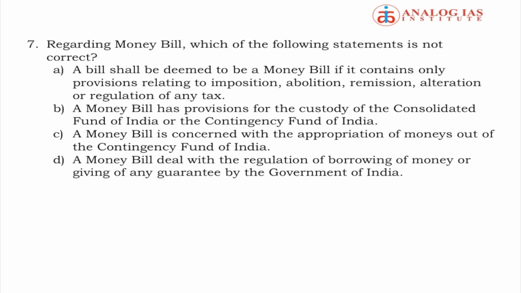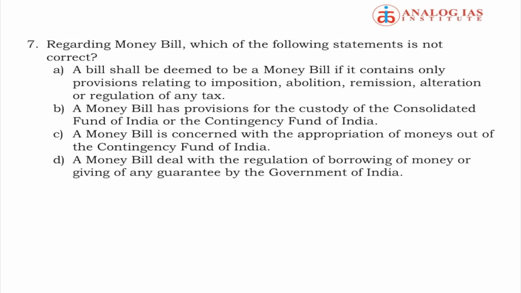Here, option A and option C, both of them are not correct and therefore both of them are partially wrong. The statement A is wrong because it says a bill shall be deemed to be a money bill if it contains only provisions relating to imposition, abolition, remission, alteration or regulation of any tax. If we read Article 110, sub-clause 1, then it says that the taxation proposals are one of the types of money bills. Other than that, we have many other provisions in Article 110 which make a bill a money bill. And thus in option A, the word only is problematic.